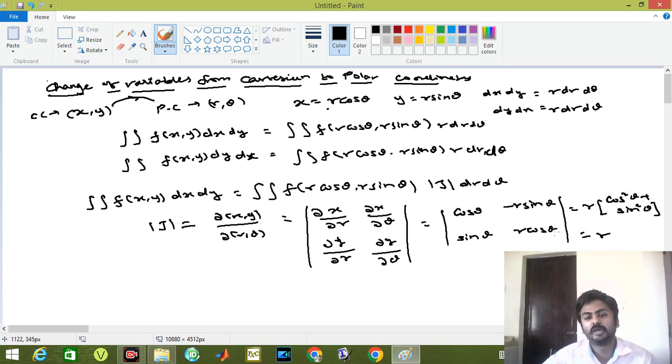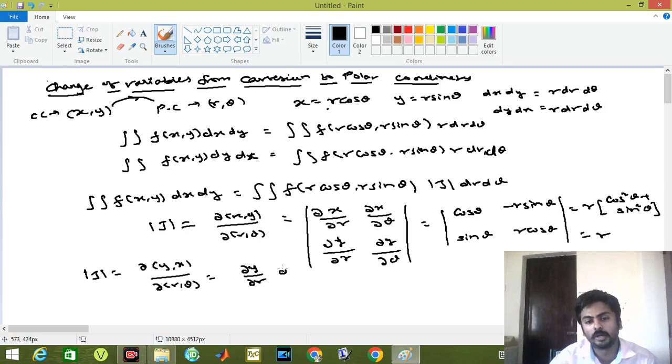In the same way, if you want to calculate the Jacobian for y comma x with respect to r comma theta, you will get the same result. Let me show that also. So Jacobian j equals, suppose I am transforming y comma x to r comma theta, then here also you will get dou y by dou r, dou y by dou theta, dou x by dou r, dou x by dou theta.